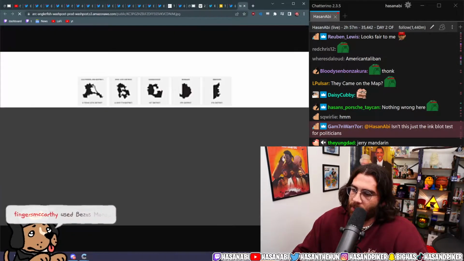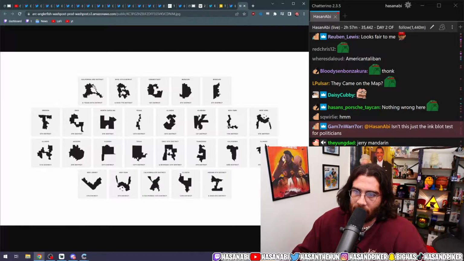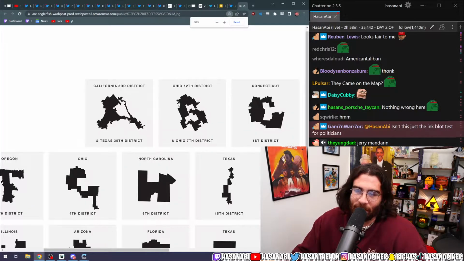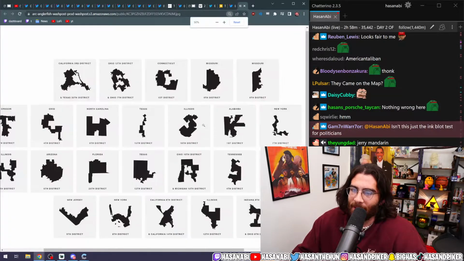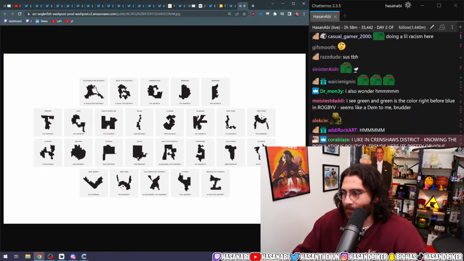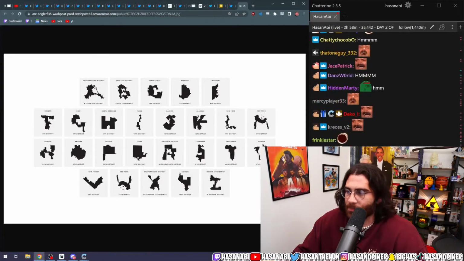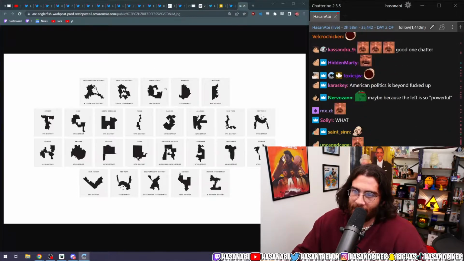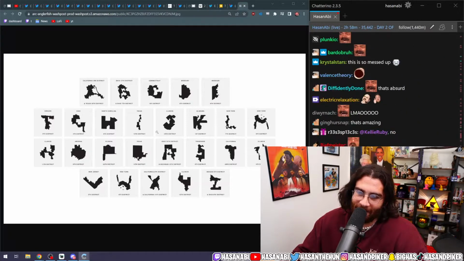My favorite font is Sans Gerrymander. The California 3rd District and Texas 35th District. What the fuck? I had never seen this before. A, B, C, D, E, F, G. This is... That's fucked up.